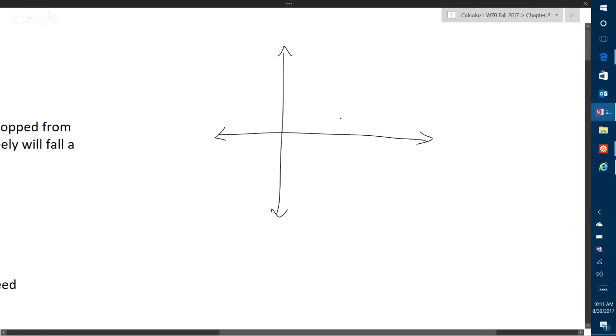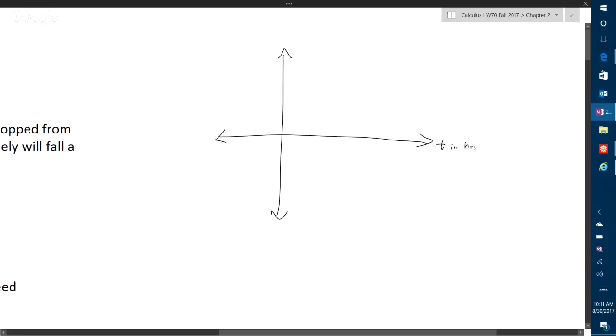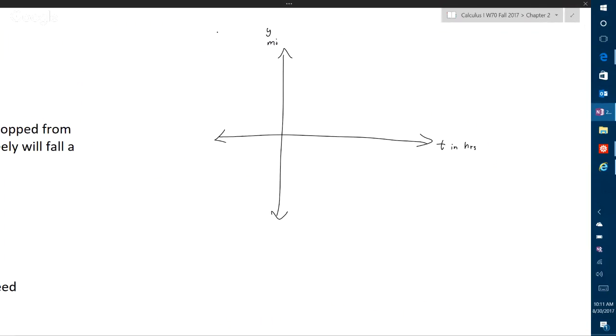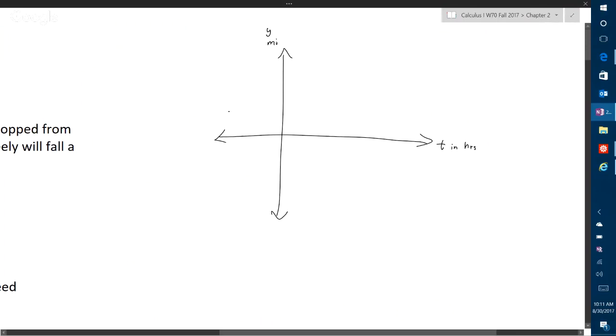All right, so at time, and this is going to be my t-axis, that's what stands for time in hours. And up here we'll have miles. That'll be my y-axis, miles driven. Now suppose at time t equal to 0 hours, I've driven 0 miles. So that's going to be my first point, my origin.